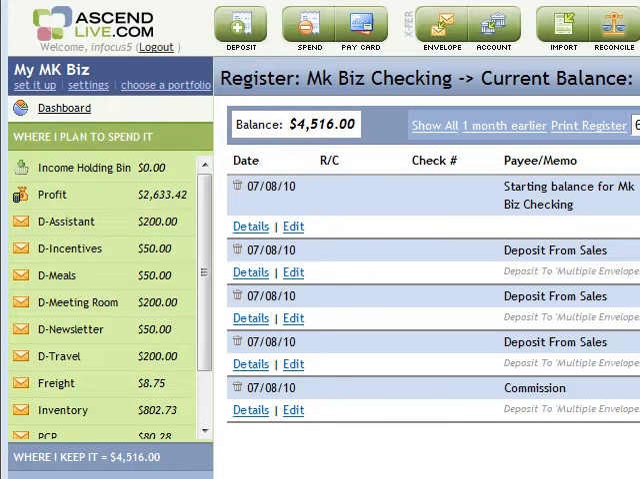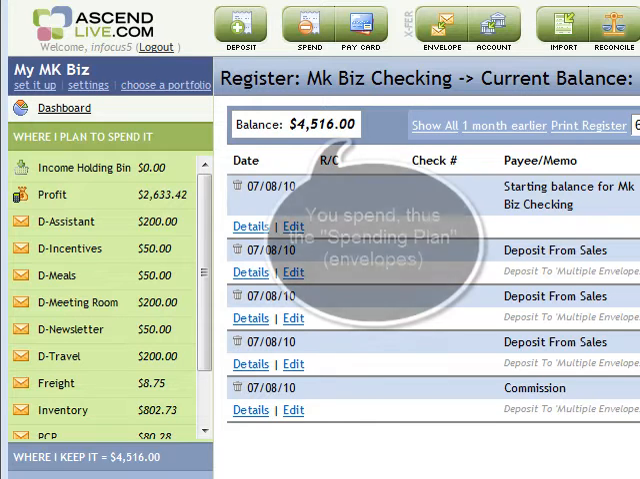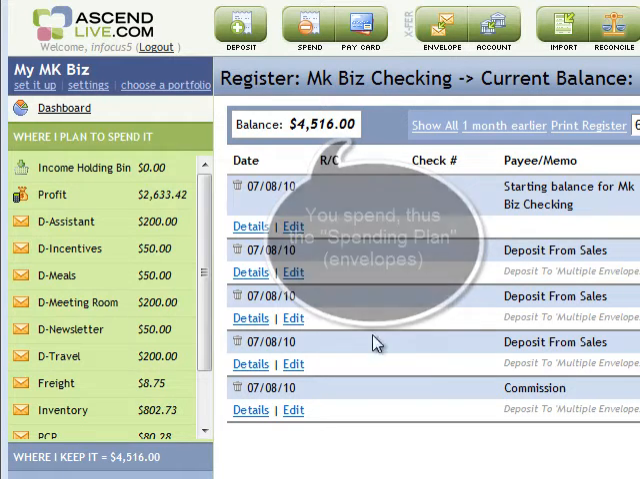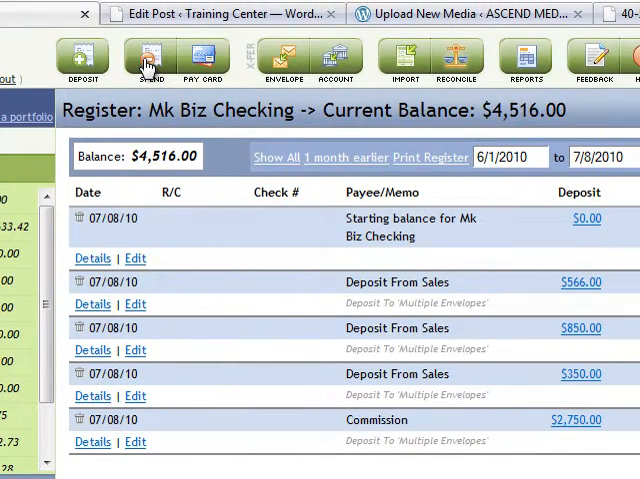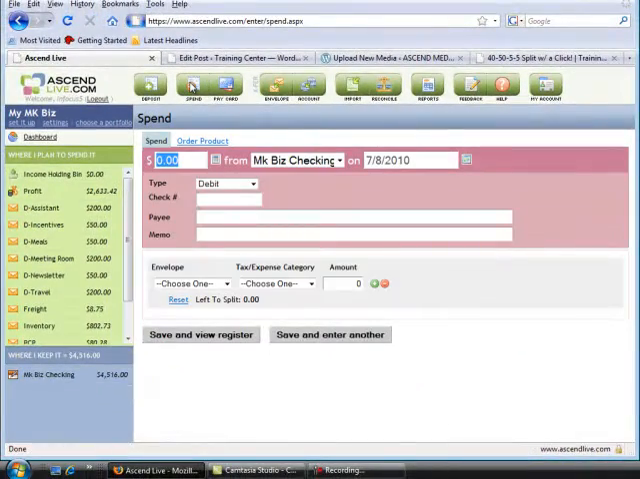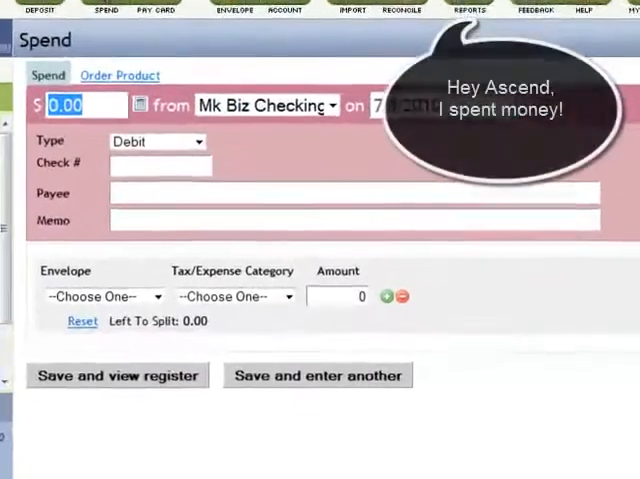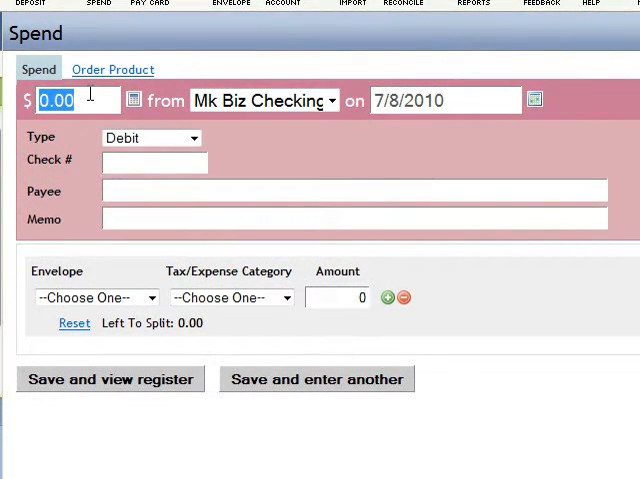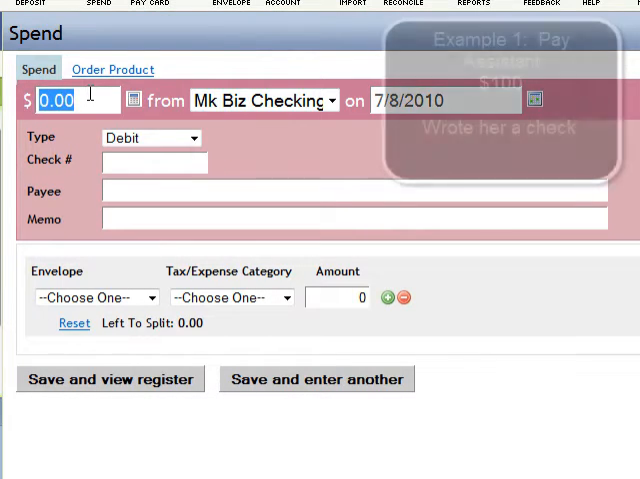So in this video, we're going to focus on spending money so that you can see how Ascend handles your budget and your checkbook and your tax reports all at the same time with one click. So here we are in the check register view. And we're just going to zip up here right now to the spend button. By clicking the spend button, I will be in the spend screen where I can tell Ascend that I spent money.